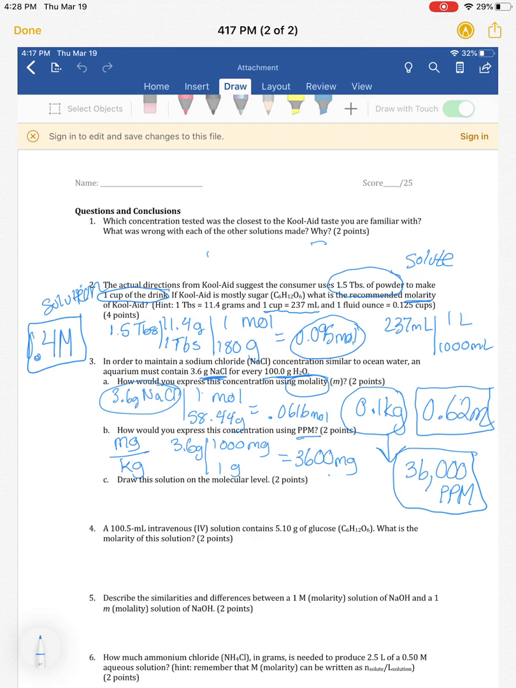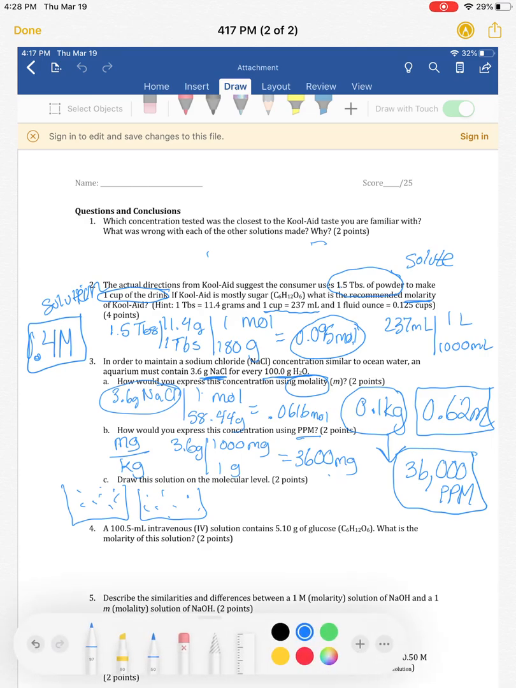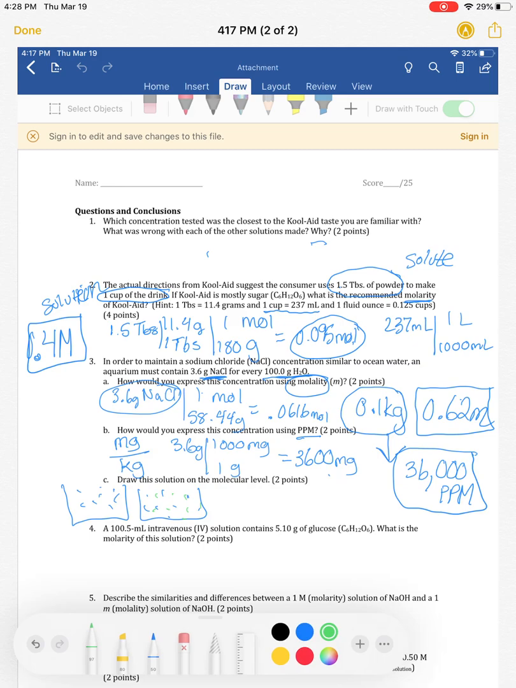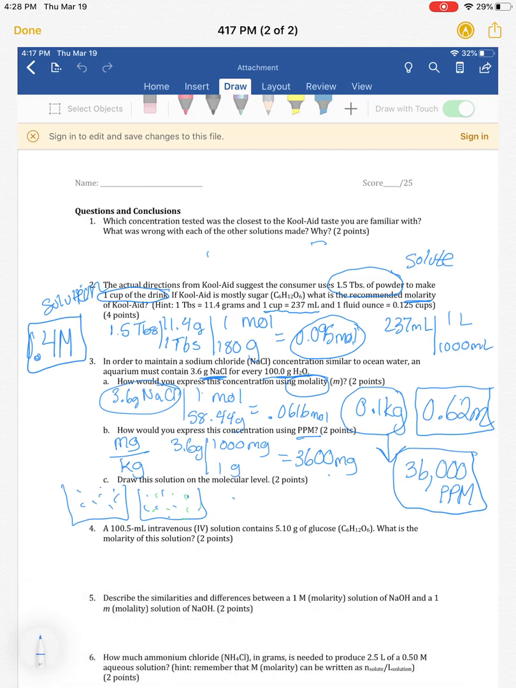All right, draw this solution on the molecular level. Now what I saw was a lot of people just drew something like this, where they had dots, you know, and then they had maybe some different colored dots in there in order to show that it had mixed together. But remember, whenever we draw anything on the molecular level, we want to show what the actual molecules look like.